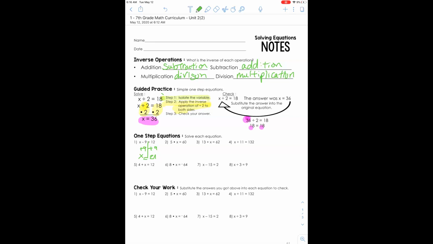Now let's look at our next one. We have 5 times x equals 60. So we would do our inverse operation, which is of multiplication is division. So we would divide each side by 5. 5 divided by 5 is 1, so we have 1x left on this side. 60 divided by 5 is 12. So remember, you can always check your answer by substituting it back in. 5 times 12 is 60. 21 minus 9 is 12.